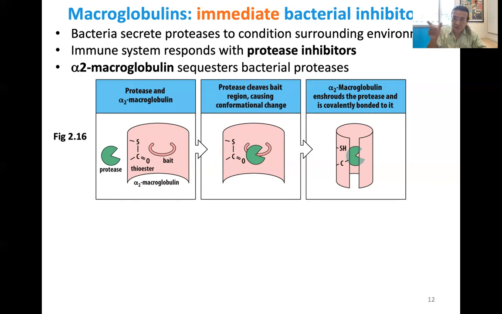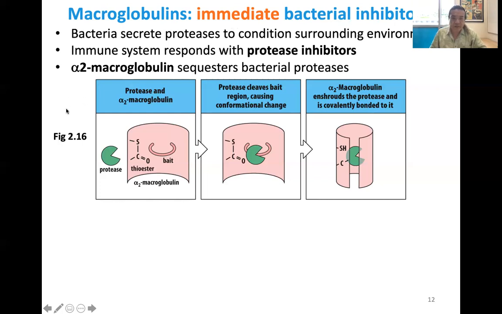And that's why these particular modules, or different amino acid parts of them, are called the macroglobulin domain, right? Because they were first identified in these macroglobulin proteins, but now we see them in other things like the complement proteins and things like that. So macroglobulins are immediate bacterial inhibitors.